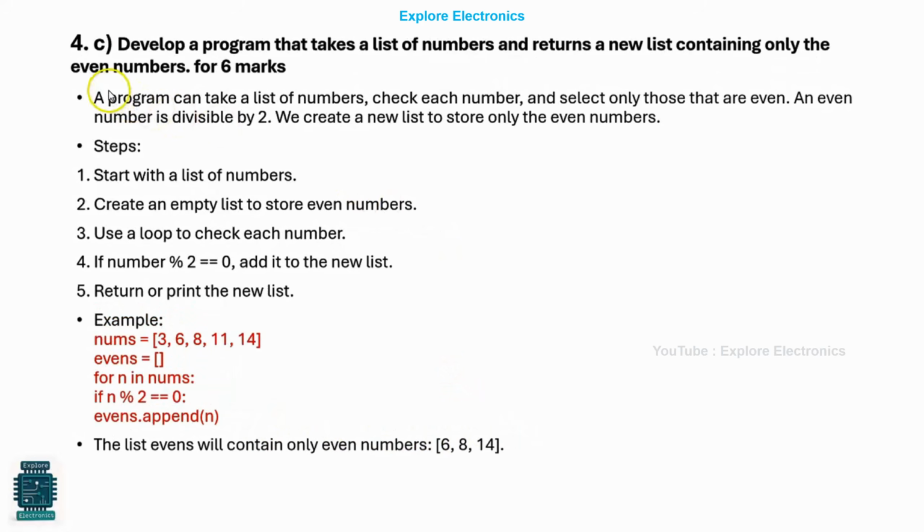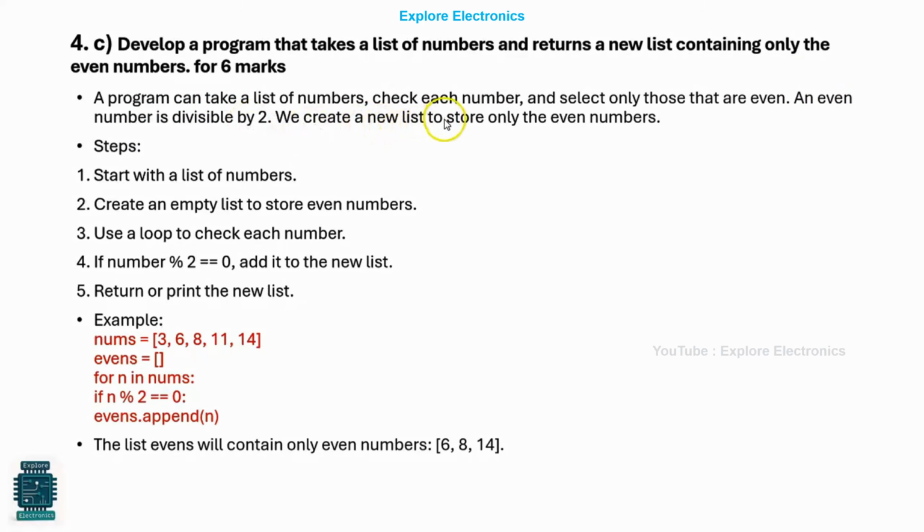And the next question is, develop a program that takes a list of numbers and returns a new list containing only even numbers. We have to take a list of numbers and it has to return a new list containing only even numbers. This is asked for 6 marks. A program can take a list of numbers here in the starting, check each number and select only those that are even. And an even number is divisible by 2. This is the condition we have to use.